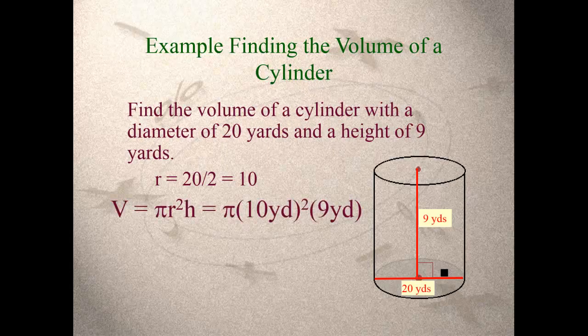So here we go. Our volume formula for a cylinder, V is equal to pi r squared h. Pi is 3.14. R squared, our radius is 10 yards. We're going to square that. And our height is 9. So this equals 900 pi. The exact measurement will be 900 pi cubic yards. But the approximation, when we multiply 3.14 by 900, is 2,827 cubic yards.